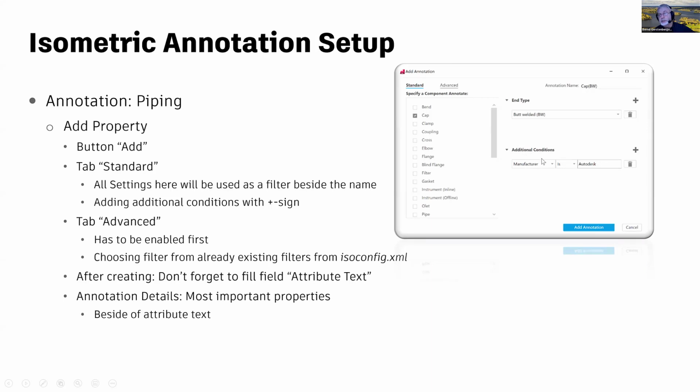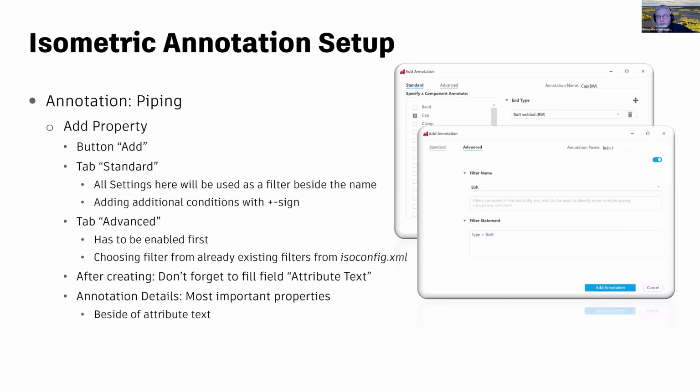You can set additional conditions. This is just a selection list showing all properties which are defined for that specific class, in this case the cap class, which is selected here. So custom properties will also be shown here. We have some kind of operators here, is, like, whatever. And as for the end types before, you have a plus sign to add more than one additional condition for that annotation scheme.